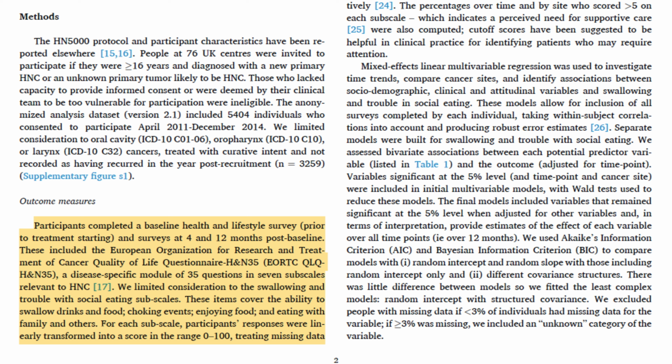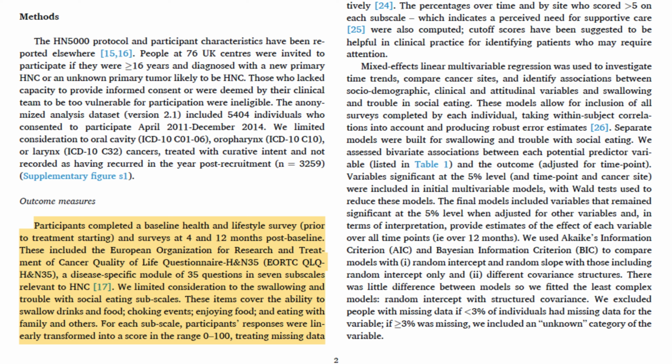In this study, the authors looked at the responses to items in the swallowing and social eating scales. This includes items 5, 6, 7 and 8 for swallowing, and items 19, 20, 21 and 22 for social eating. Examples of the kinds of questions asked include: have you had problems swallowing liquids, and have you had trouble eating in front of other people? The authors linearly transformed participants' responses for each subscale into a score in the range 0 to 100.